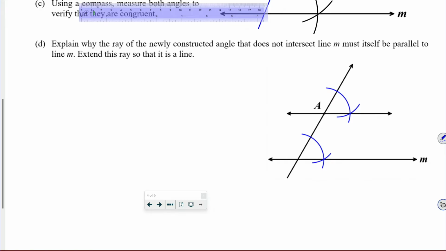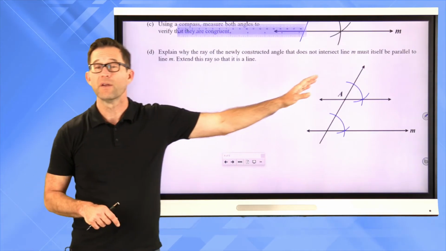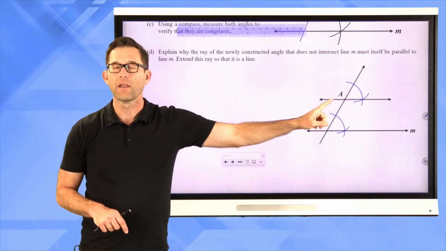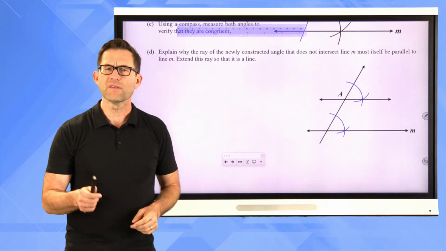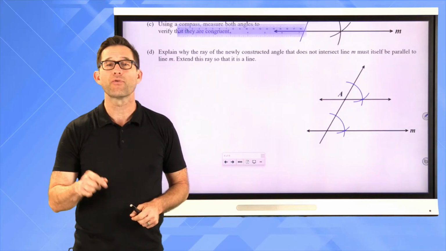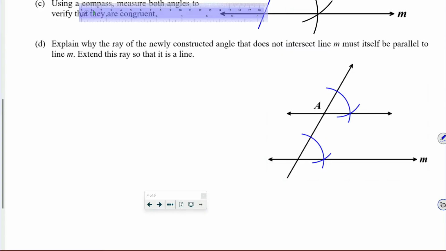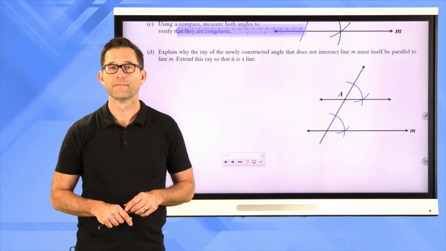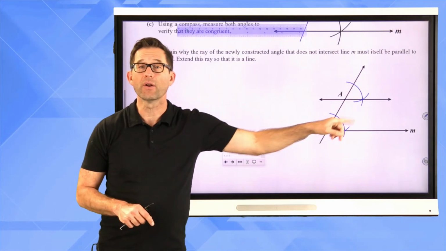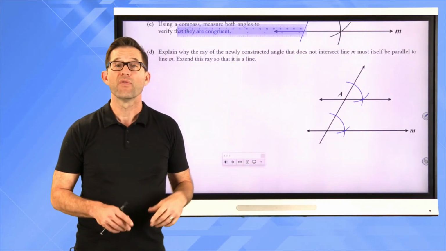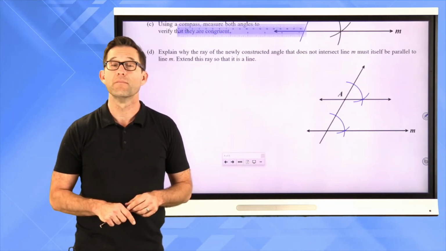Explain why the newly constructed angle that does not intersect line M must be itself parallel to line M. Extend this ray so that it is a line. All right, so I know I read that before, but here's that construction all over again, except neater, right? Why am I now guaranteed that this line must be parallel to that line? Pause the video and see if you can remember something from Unit 3 on triangle proof why those two lines now must be parallel. Well, these two angles are corresponding angles. And because corresponding angles are congruent, the lines that form those corresponding angles must be parallel.